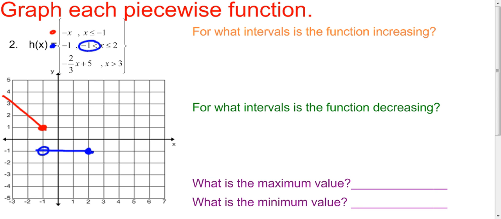Okay, and then I have another one whose y-intercept is at 5, and whose slope is negative 2/3, so down 2 and right 3. Down 2 and right 3, it would look something like this. Okay, but that can only exist when my x value is greater than or equal to 3.